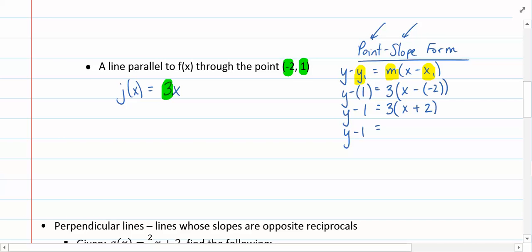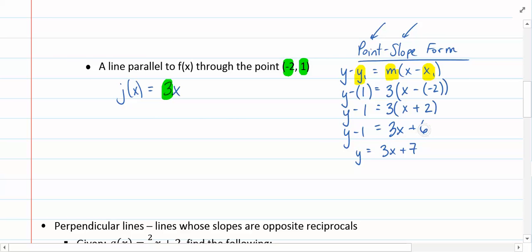Next, I'm going to look to simplify the right-hand side of our equation further, and I'll distribute the 3 to both pieces on the inside of my parentheses. I have 3x plus 6 here now. Lastly, in order to get y by itself, which is traditional for our slope-intercept equation, I'll set y equal to 3x plus 7. And don't forget, I got this 7 by adding 1 to both sides.